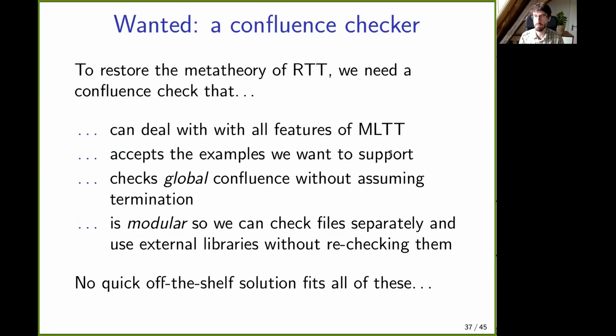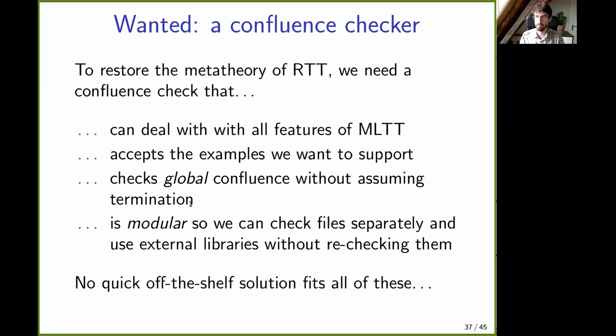Second, obviously we want it to be general enough to accept the examples we want to support. So in particular, just requiring orthogonality is again not something we can do because we wanted to support, for example, this plus example, where you reduce on both sides of the plus. Third of all, as I established, we want to check global confluence and want to do so without first assuming termination of the system. It has to work with a potentially non-terminating set of rewrite rules. And finally, we really want this check to be modular. That's just because of practical reasons. We are typically working with a big project in a proof assistant that consists of many different files. We want to be able to check those independently and import them without having to recheck the combination of different imports.